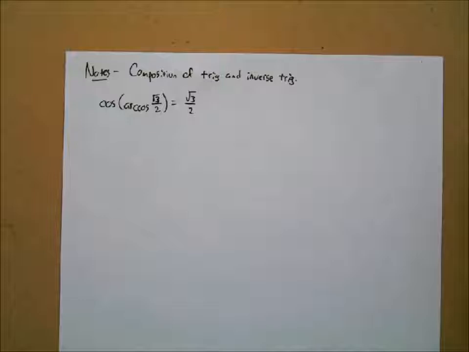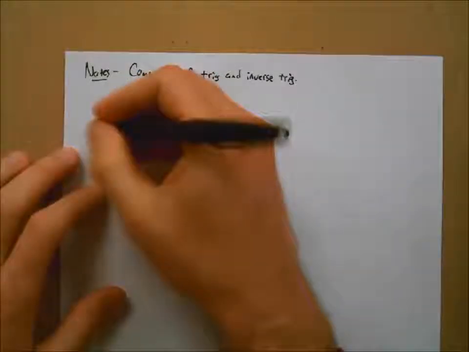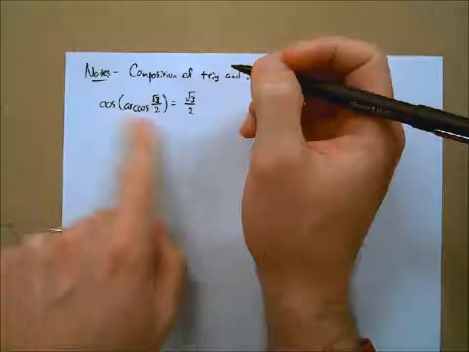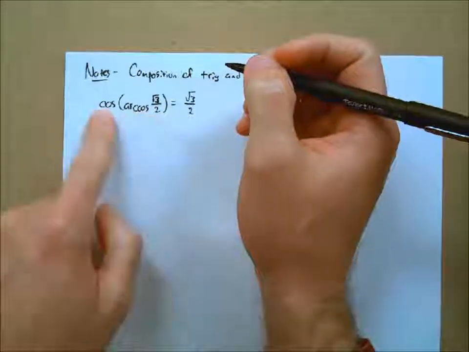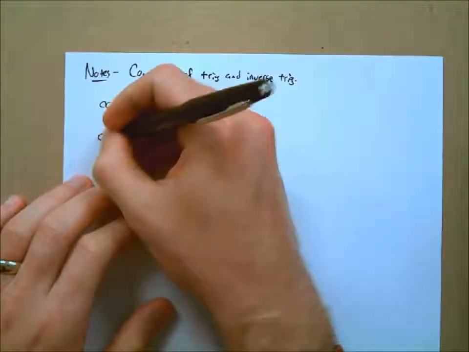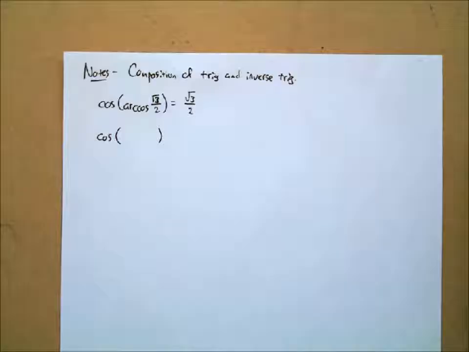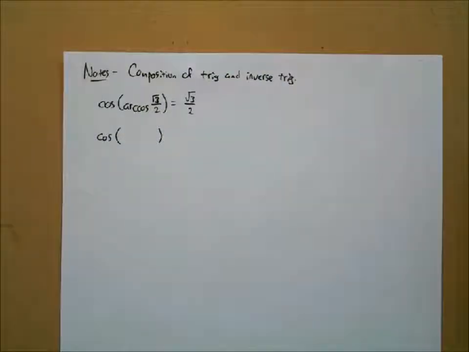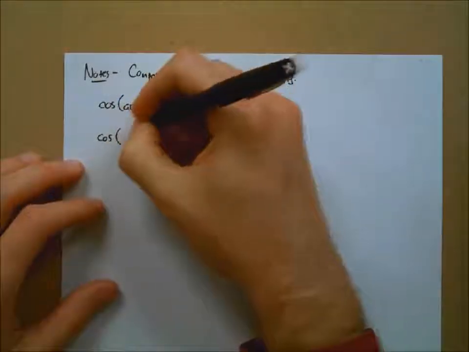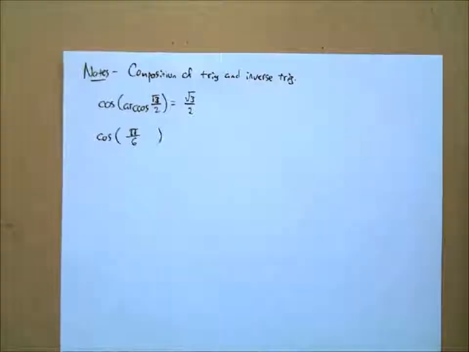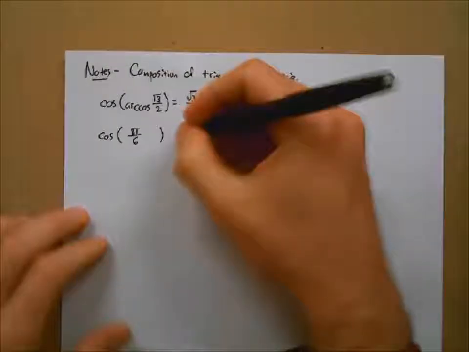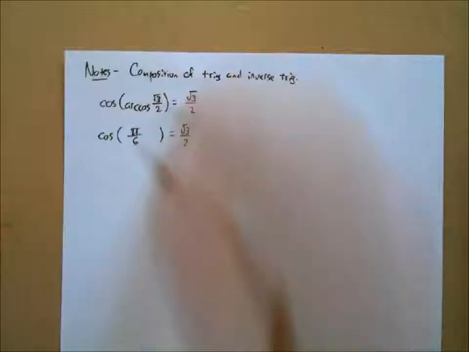If you don't believe me, we could also take it in steps. The way we normally evaluate this is we evaluate what's inside the parentheses and then do cosine of whatever that answer is. So the arc cosine of root 3 over 2 is pi over 6. But then what is the cosine of pi over 6? It's root 3 over 2. And so we end up with what we expect: cosine and arc cosine cancel each other out.